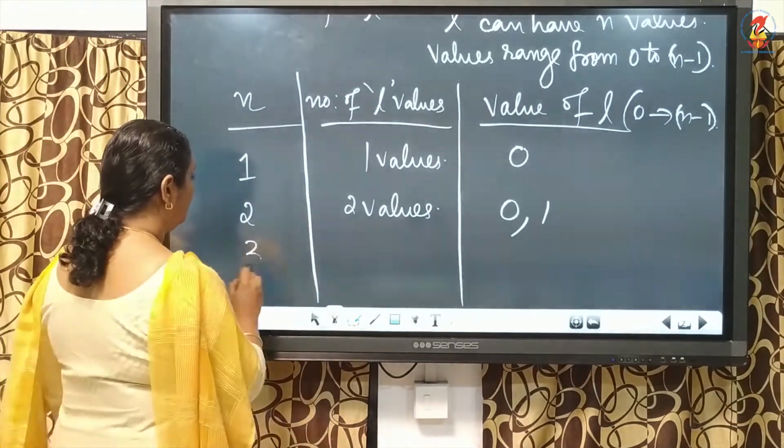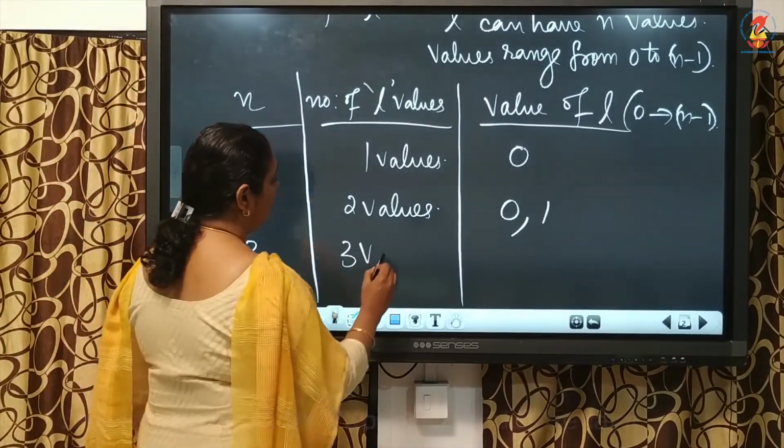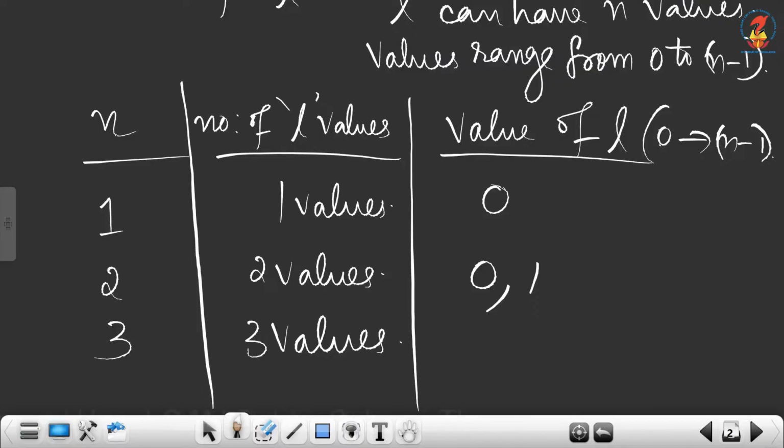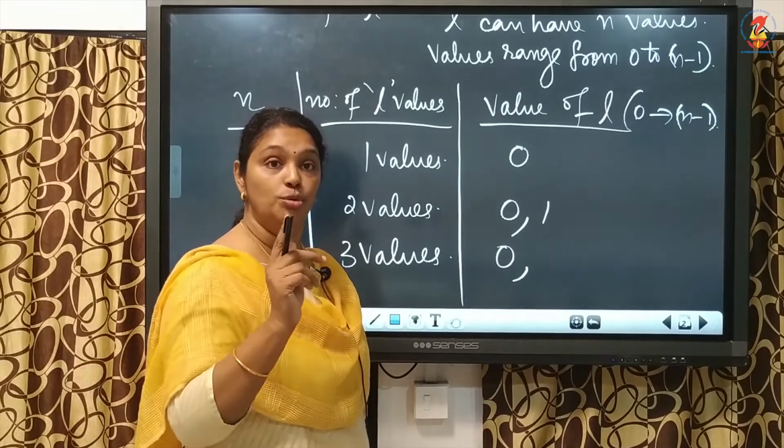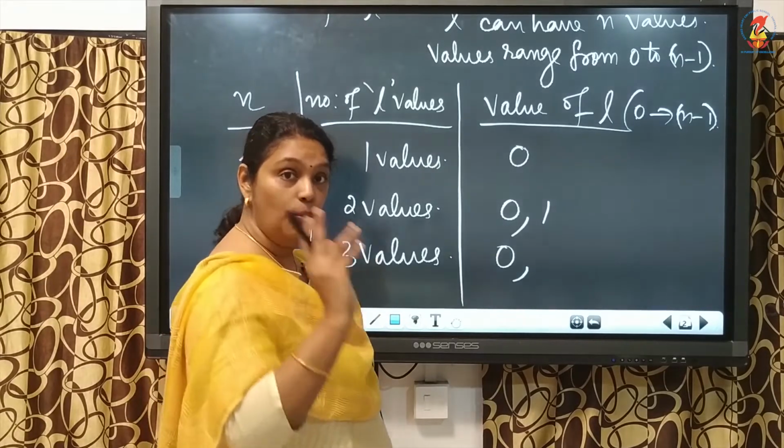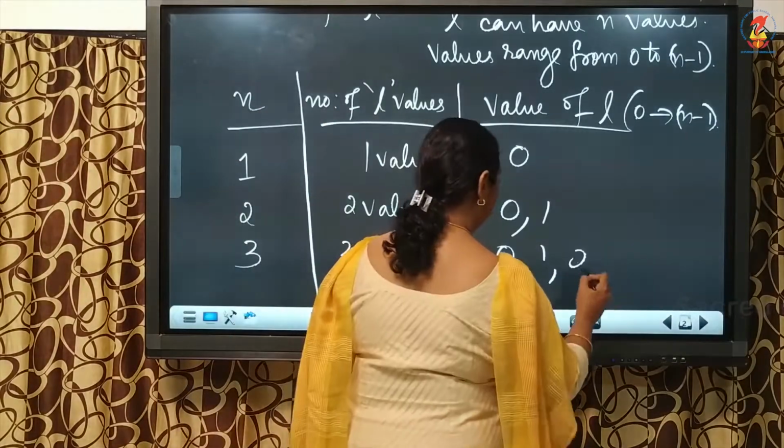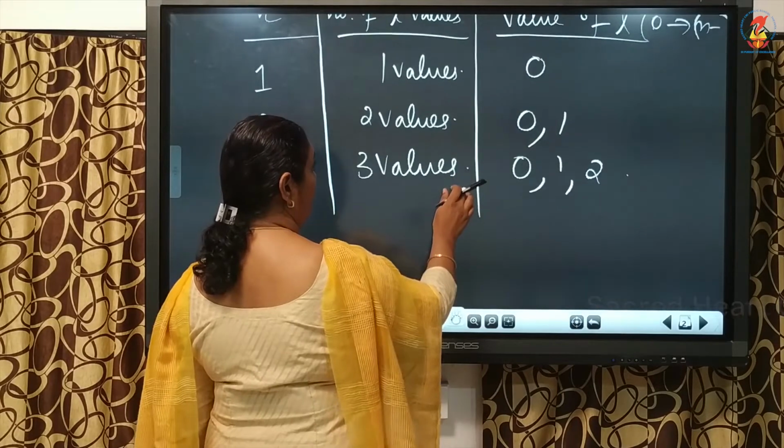Now, when n is equal to 3, we have 3 values for L. What are those 3 values? 0 to n minus 1. So, 0, n is 3, 3 minus 1 is 2. So, we have 0, 1, 2. These are the 3 values of L.